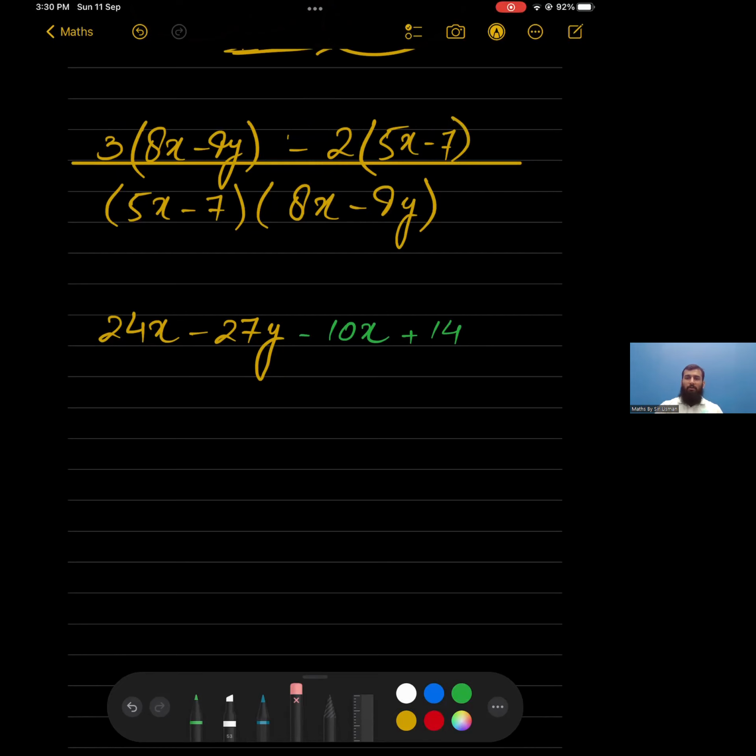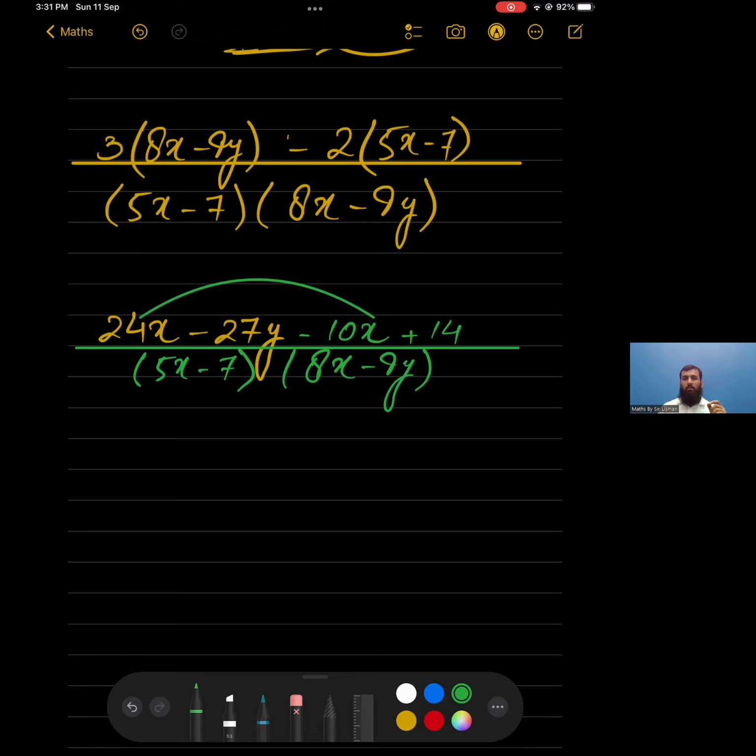So what you need to do is write the denominator as it is, which is 5x minus 7 and 8x minus 9y, and you could simplify the numerator, if it's possible. So if you can see, we have got 24 and negative 10 with x. You can simplify it, and it would be reduced to 14x minus 27y plus 14. Denominator would remain as it is, as 5x minus 7 and 8x minus 9y.